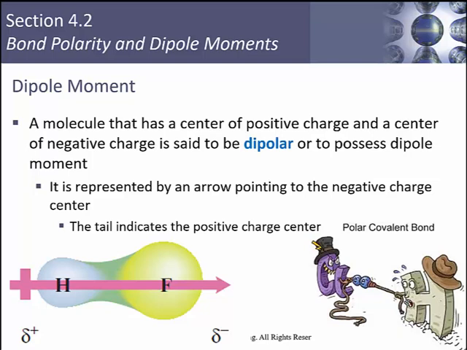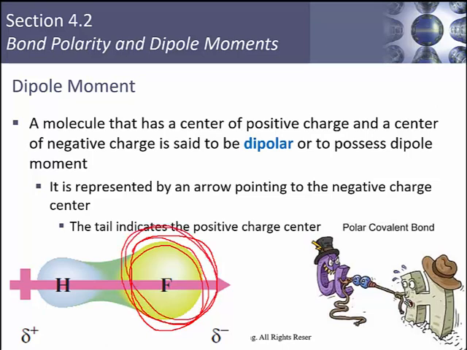So let's talk about bond polarity and dipole moments, right? We talked about bond polarity in the last chapter, and we said that bond polarity arises from the uneven distribution of electron density in an interatomic bond. So here we've got hydrogen and we've got fluorine. The electron is going to spend most of its time around fluorine and less time around the hydrogen.